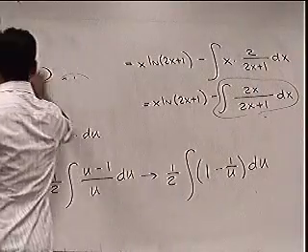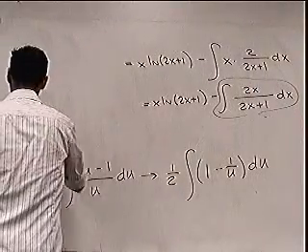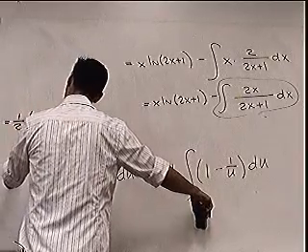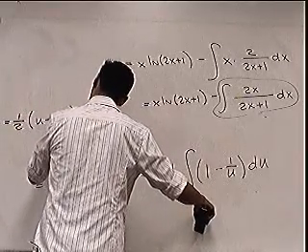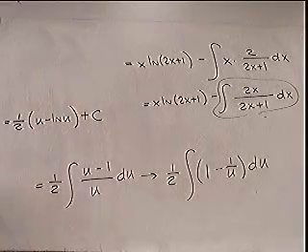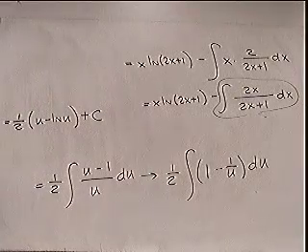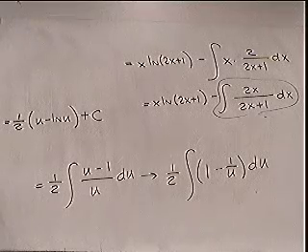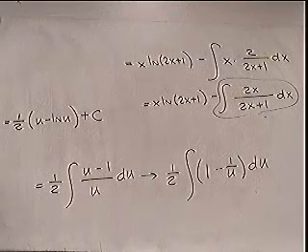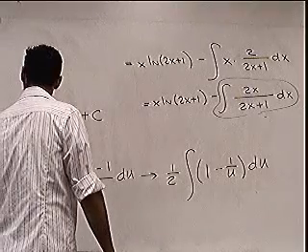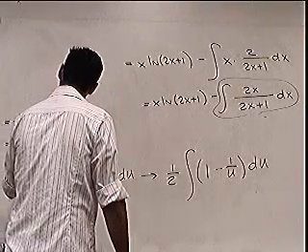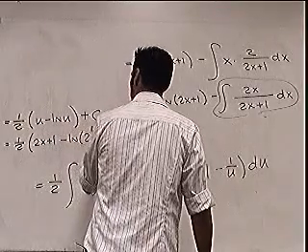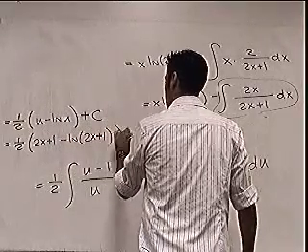So now this turns into 1/2 times u minus natural log u plus a constant. And then I have to go back and replace u with what u is. What is u? 2x plus 1. So this becomes 1/2 times 2x plus 1 minus natural log of 2x plus 1, plus a constant.